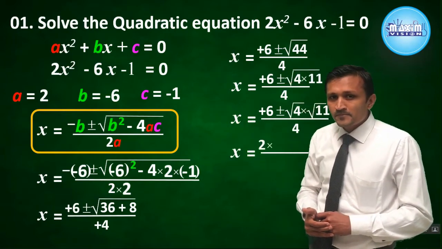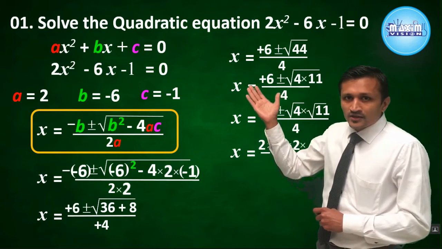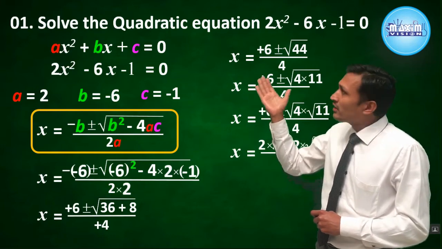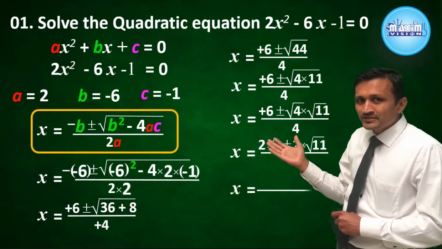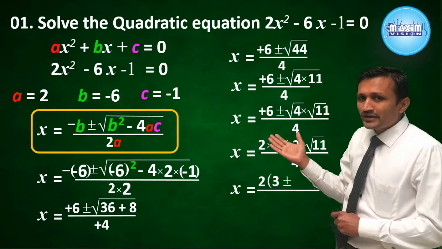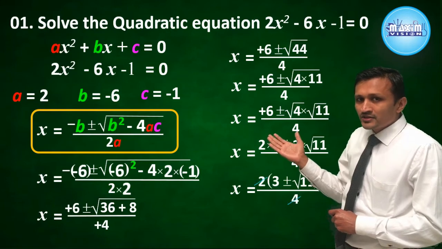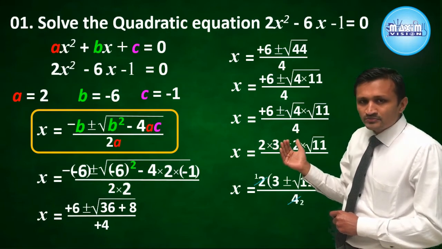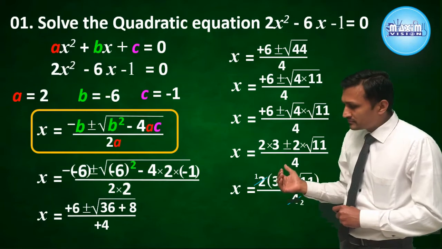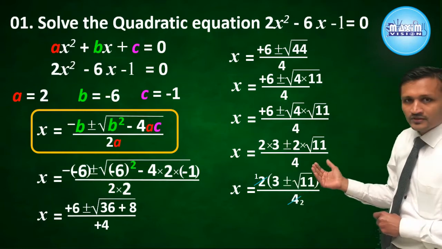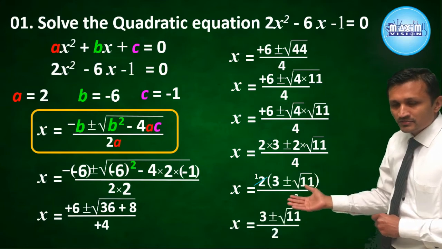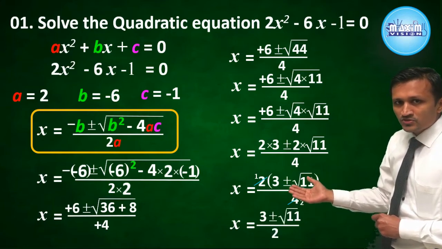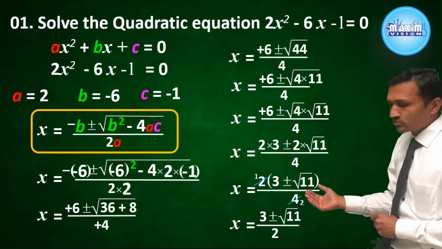Then both terms have a common factor 2. We can cancel by applying a bracket, 2 one time above the line and below the line. Then in the last step we get 3 plus or minus root 11, divided by 2.